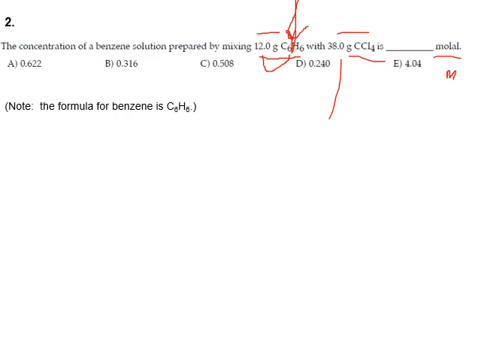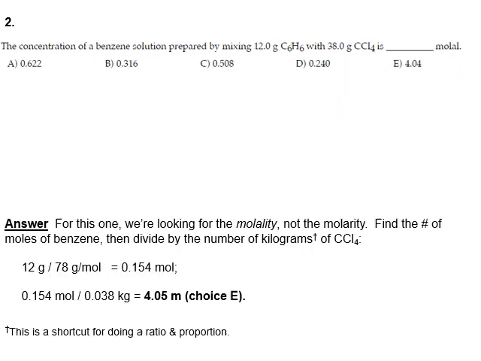But anyway, you're going to take the number of moles, which is what you get when you divide 12 by 78, which is about 0.15, so about 0.17 or 0.18 moles. And then you divide that by 0.038 kilograms. And whatever you get when you do that is going to be your answer, which I can't do in my head. So let's go to the next slide.